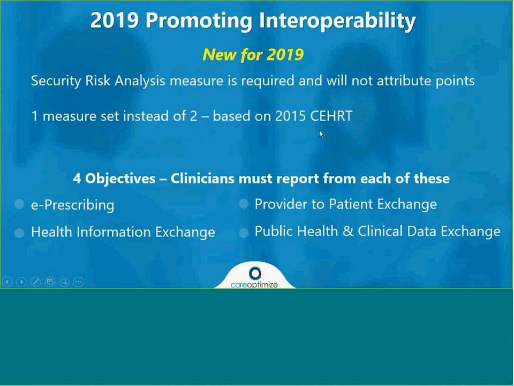There are going to be 4 objectives that clinicians must report on in 2019. So you can see them there at the bottom of the slide. You've got HIE, you've got e-prescribing, the provider-to-patient exchange, and then your public health and clinical data exchange.